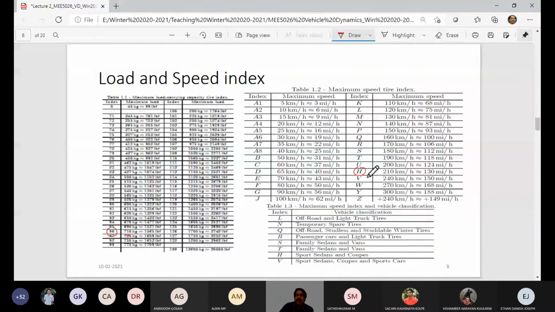With that, you understand this table 1.1 and 1.2. You also have here table 1.3. So that's for your off-road vehicle, other things. So maximum speed index and vehicle classification. So for that you would have this, right?